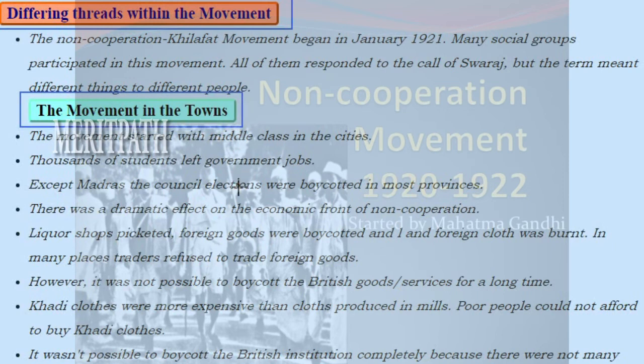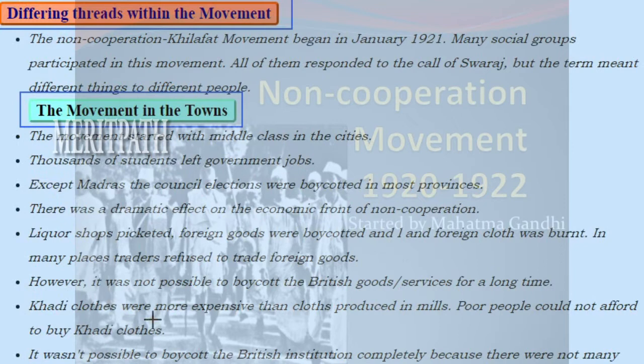The movement started with the middle class in the cities. Thousands of students left government schools and colleges. Except Madras, the council elections were boycotted in most provinces. There was a dramatic effect of non-cooperation on the economic front. Liquor shops were picketed, foreign goods were boycotted, and foreign cloth was burnt. In many places, traders refused to trade in foreign goods.